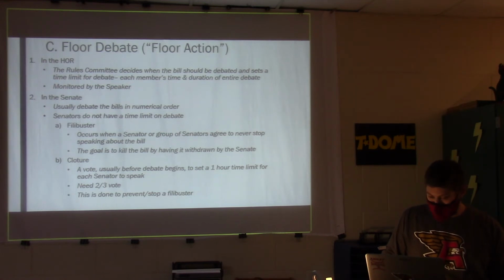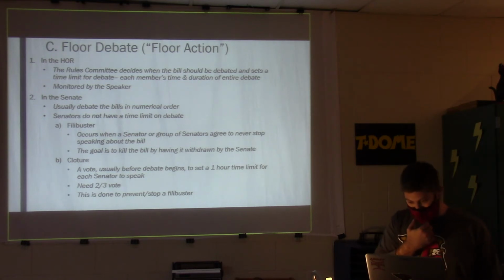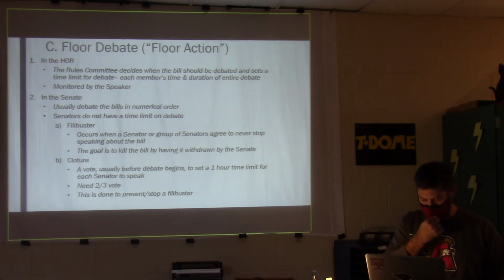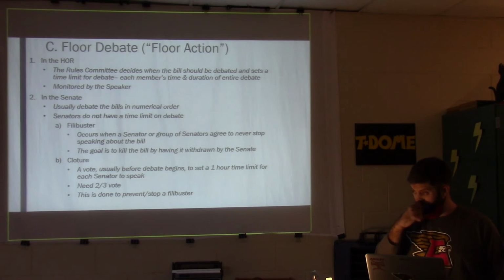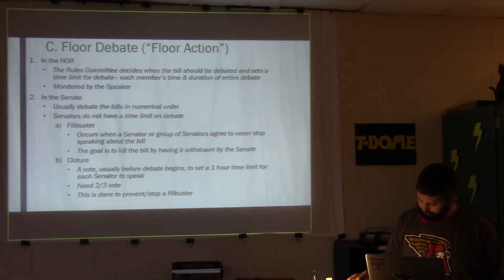But this occurs when a senator or group of senators agree to never stop speaking about the bill. The goal is to kill the bill by having it withdrawn by the Senate because they won't stop talking about it. This has happened several times. One of the biggest ones was during the Civil Rights Act. So there were senators who didn't believe that the Civil Rights Act should be passed. And they filibustered for a very long time.